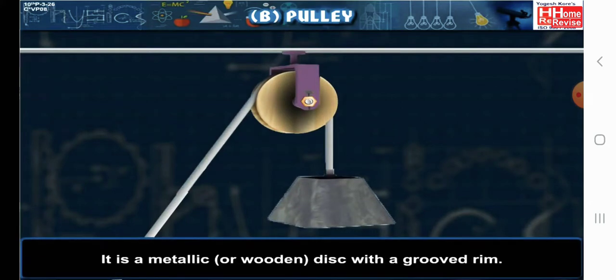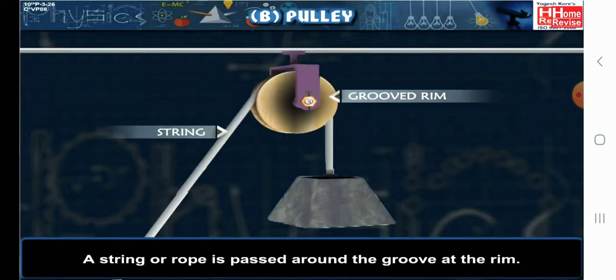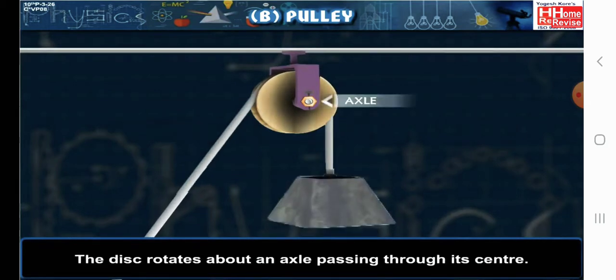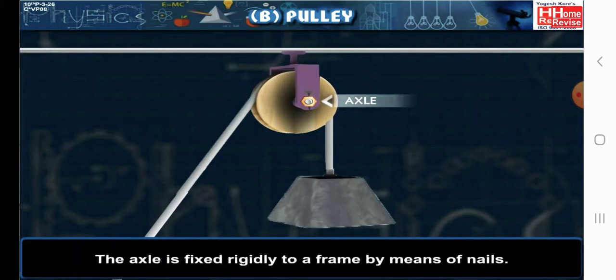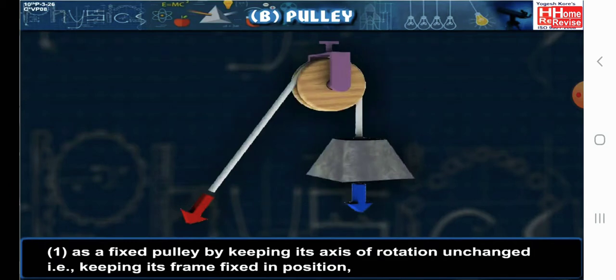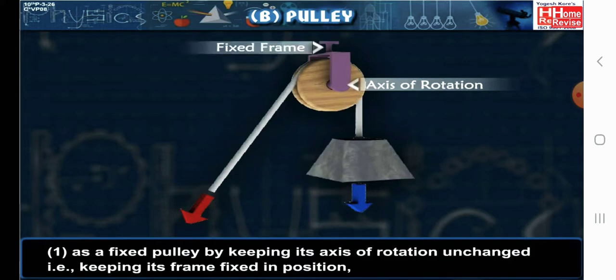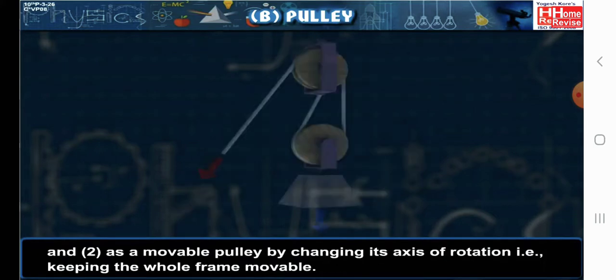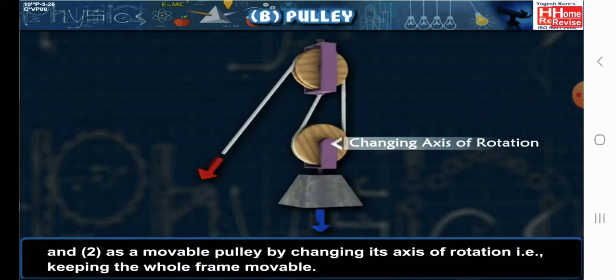B. Pulley. Figures show a simple pulley. It is a metallic or wooden disc with a grooved rim. A string or rope is passed around the groove at the rim. The disc rotates about an axle passing through its center. The axle is fixed rigidly to a frame by means of nails. A single pulley can be used in two ways. 1. As a fixed pulley by keeping its axis of rotation unchanged, that is, keeping its frame fixed in position. And 2. As a movable pulley by changing its axis of rotation, that is, keeping the whole frame movable.